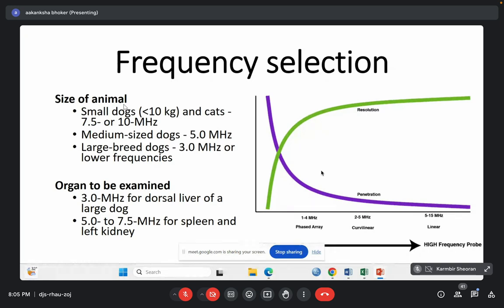And apart from the animal size, organ also matters. Suppose if we want to scan a liver which is very dorsally located, then the depth of examination is higher and we need a lower frequency transducer. But for examination of superficial structures like spleen or kidney, a high frequency transducer will serve good purpose.